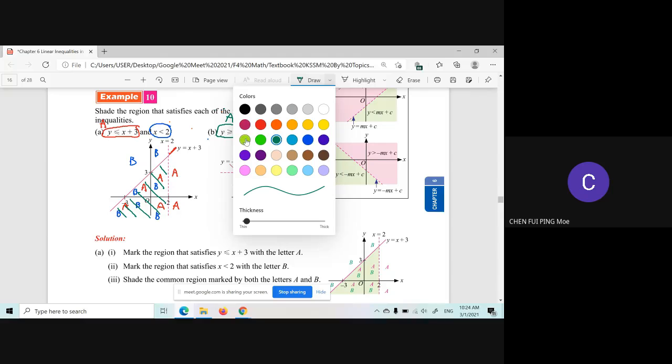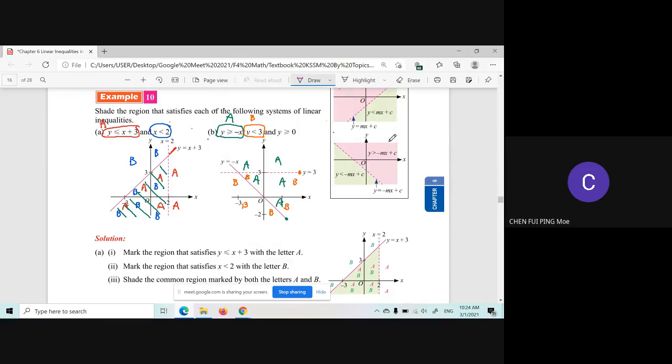So third one, I use C. Y equals 0. So y equals 0 is this one, right? Y equals 0, so y positive. So this is C.